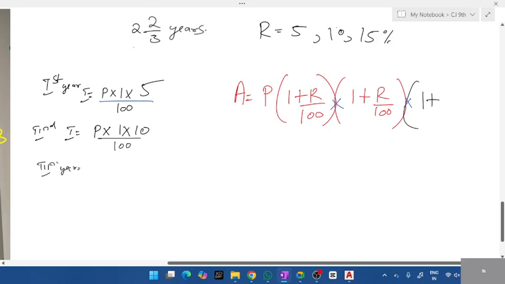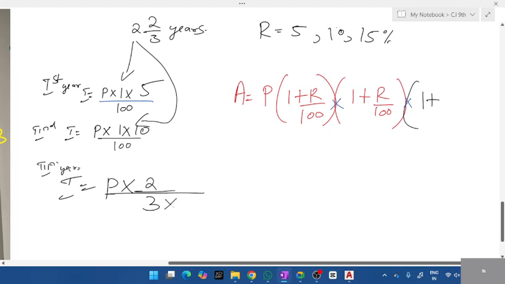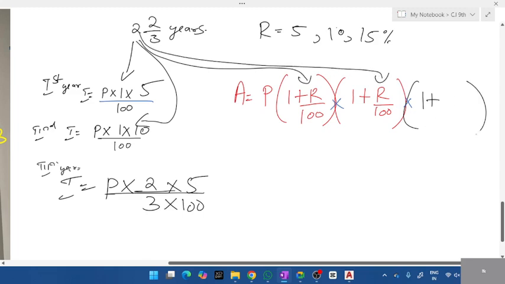2 by 3. For the first year, it is 1. For the second year, it is 1. For the third year, what should I write? P into what is the time, students? 2 by 3. You don't have to convert it to months. Don't multiply by 12 and all those things. 2 by 3 into 100 into rate is 5%. The same concept here. Second year also the same. Third year, R into what should I multiply? R into what is the time given? 2 by 3.